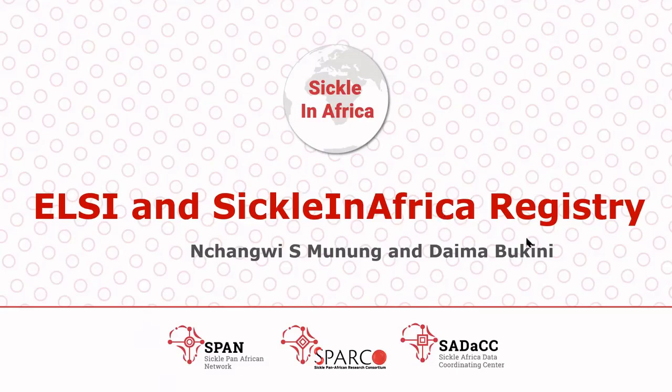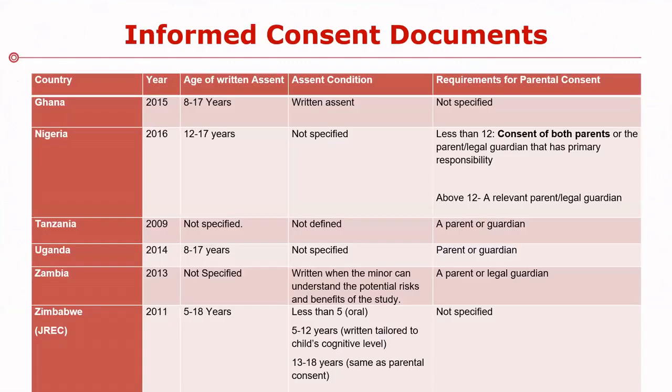But I just wanted to highlight a few things that will be important for that discussion. And so I talked about this before. I wanted to highlight in this slide that the different African countries within the Sickle in Africa have different requirements for ASINT. You'll see that the age of written ASINT varies. For Ghana, it's between 8 to 17 years. For Nigeria, it's 12 to 17. For Tanzania, it's not specified, so they'll likely go with what the ethics committee recommends for them. In Uganda, it's 8 to 17 years, similar to Ghana. In Zambia, it's not specified.